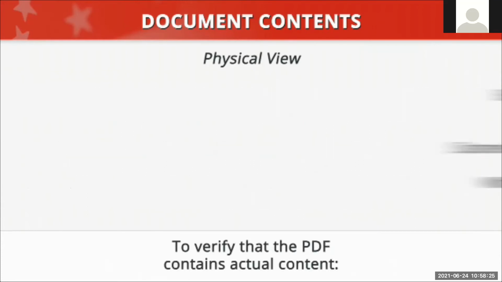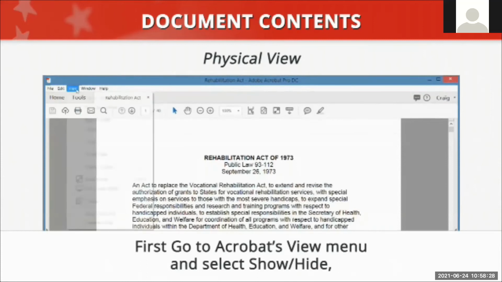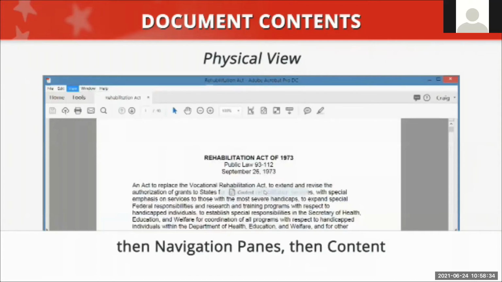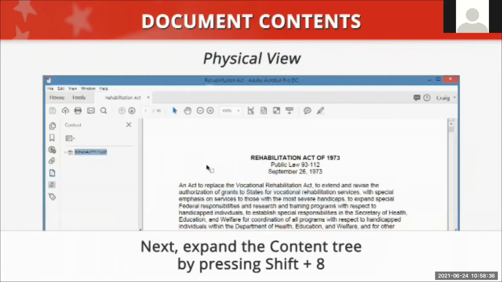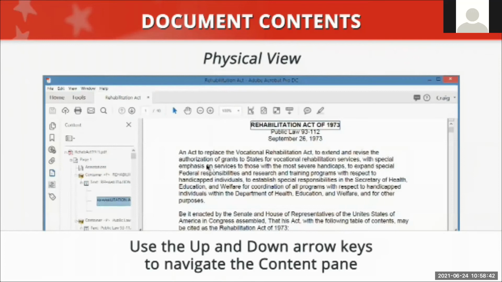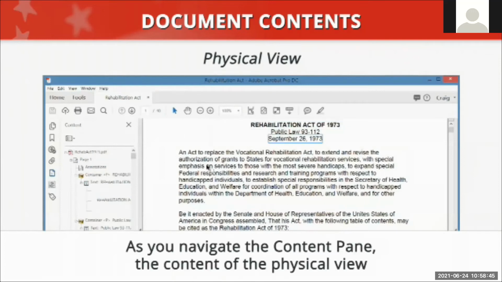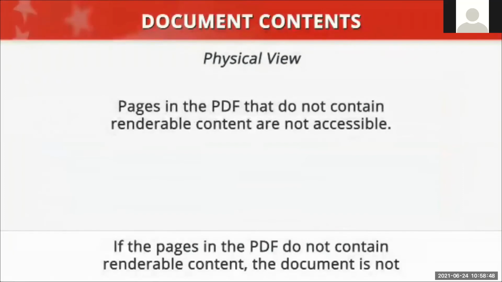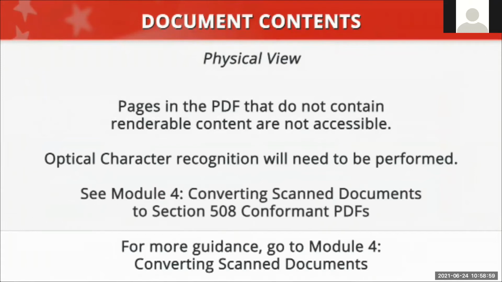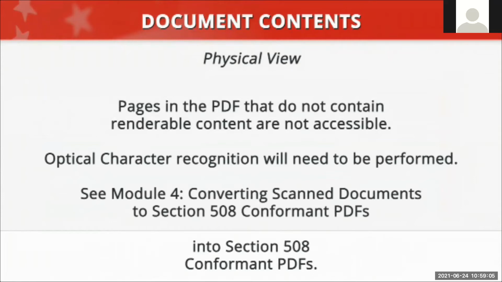To verify that the PDF contains actual content, first, go to Acrobat's View menu and select Show Hide, then Navigation Panes, then Content. Next, expand the content tree by pressing Shift-8. Use the up and down arrow keys to navigate the content pane. As you navigate the content pane, the content of the physical view of the PDF should highlight. If the pages in the PDF do not contain renderable content, the document is not accessible, and optical character recognition, or OCR, will need to be performed. For more guidance, go to Module 4, Converting Scanned Documents into Section 508 Conformant PDFs.